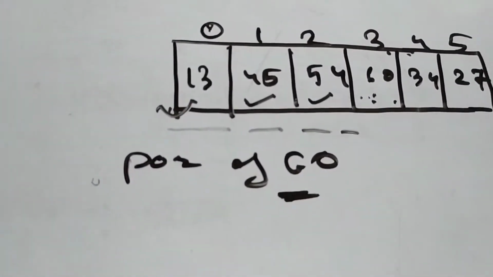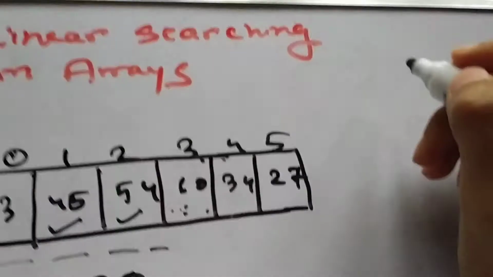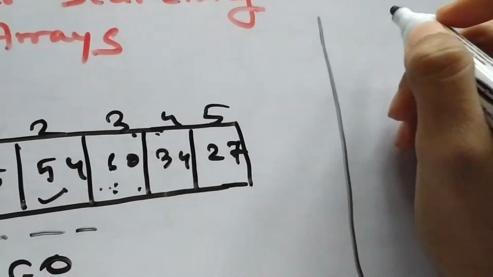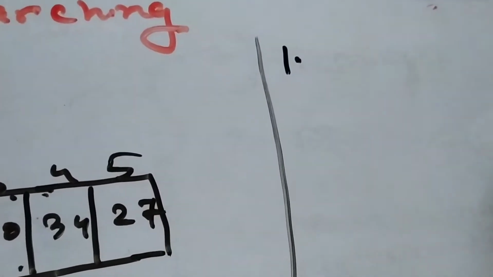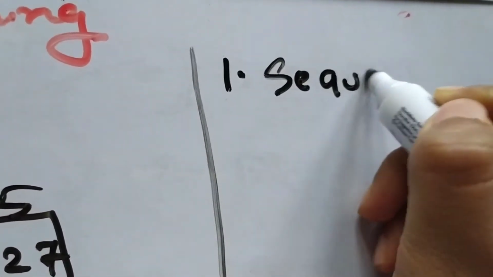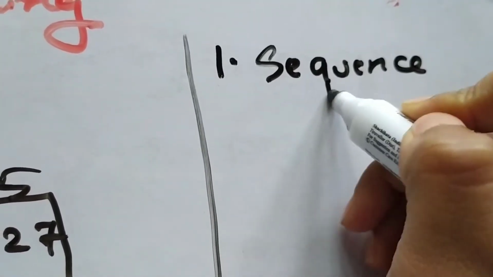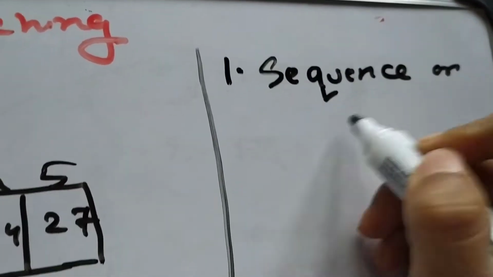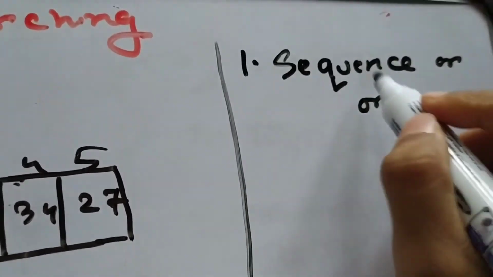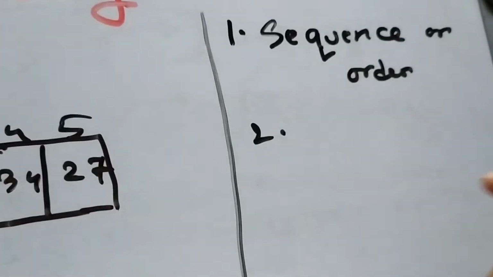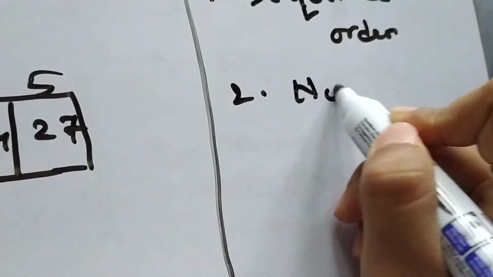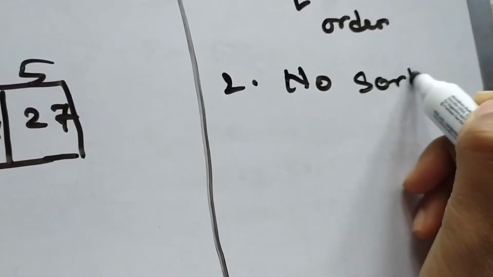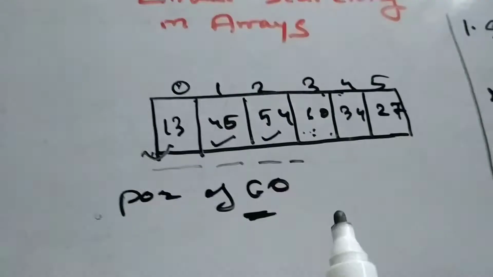Now I am writing down some features of linear search. The first feature that I have already explained is that it follows sequence or order. It does not change it or jump. Second, sorting is not required here. No sorting is required.